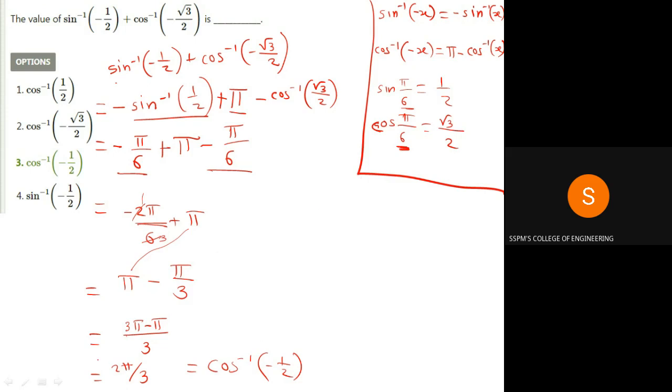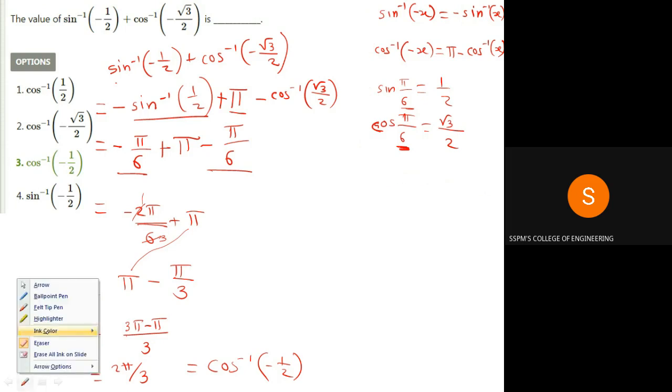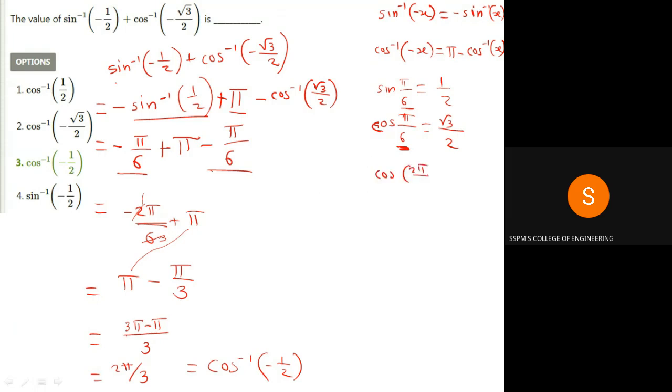I will write it here again. Cos of 2 pi by 3. What is cos of 2 pi by 3? It is equal to minus half. These are the formulas we use in this equation while solving it. So cos inverse minus half, that is the correct option.